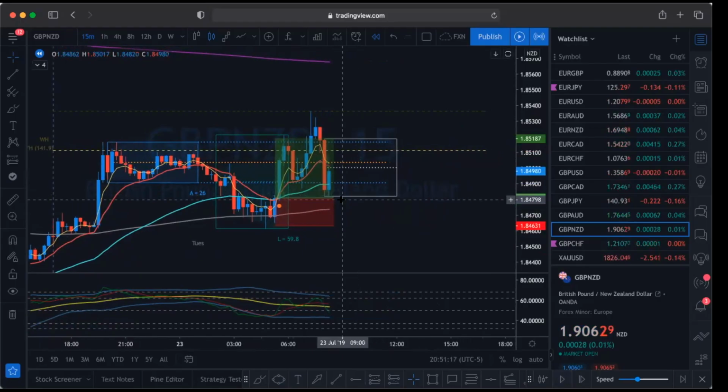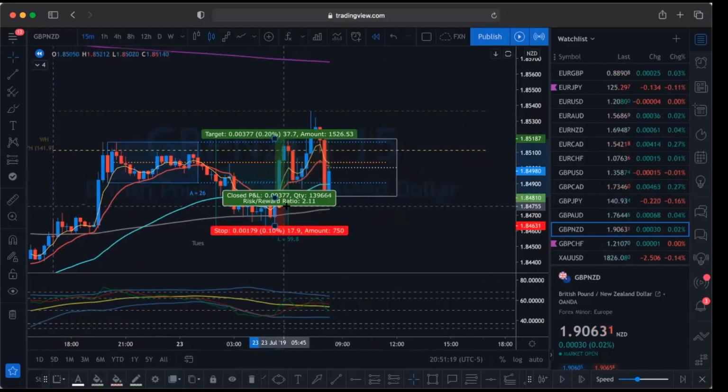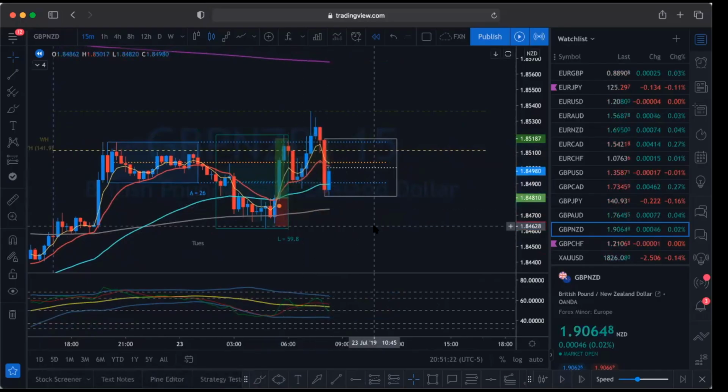Okay, so back to the types now. Would that be like a type 1, type 3? No, this would be a type 1. Okay. And where you took that trade would be the second leg of the W. Correct, yes.